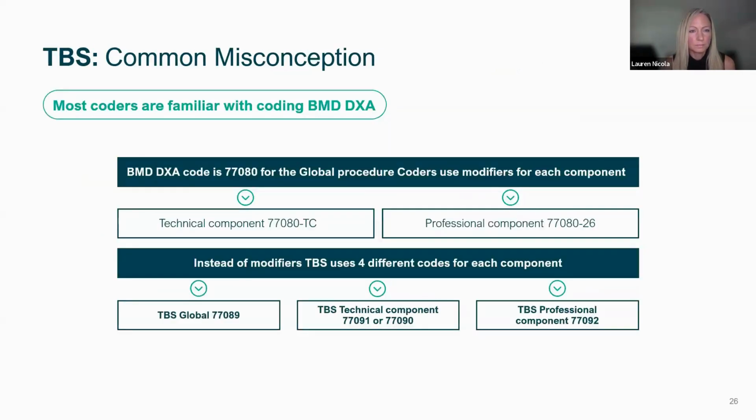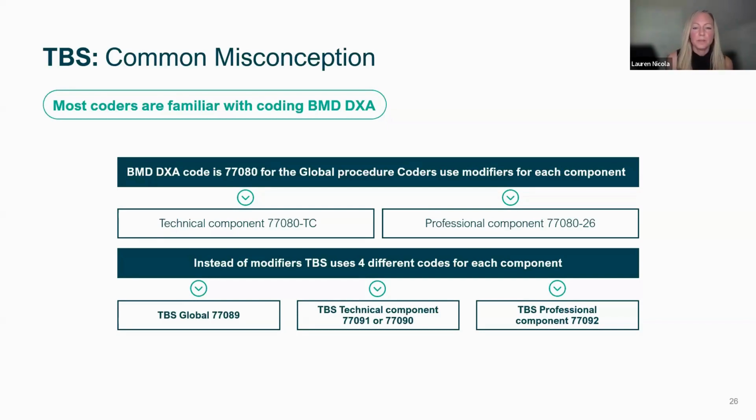Next slide. Okay, so common misconception. I touched on this earlier. A lot of people are familiar with how DEXA is coded. On DEXA, there's a 77080 code. That's one single code for the global procedure. And if you're only billing the technical component, you use a TC modifier. If you're only billing the professional component, you use a 26 modifier. So in that case, the modifiers are what is used to distinguish between the professional and the technical components.